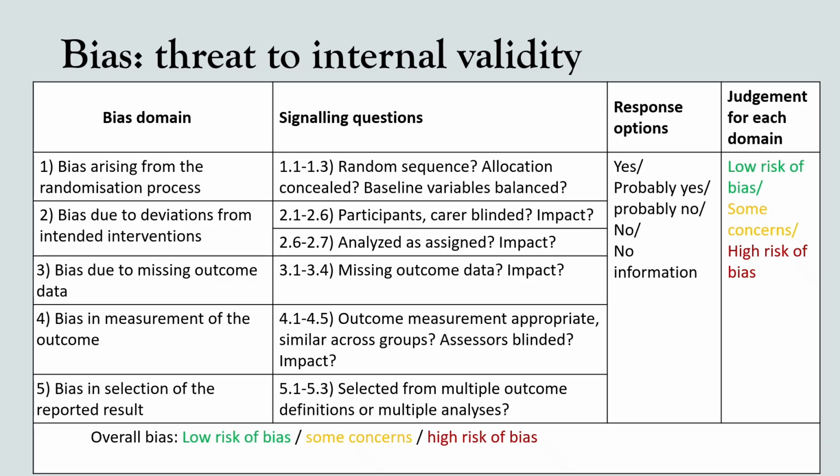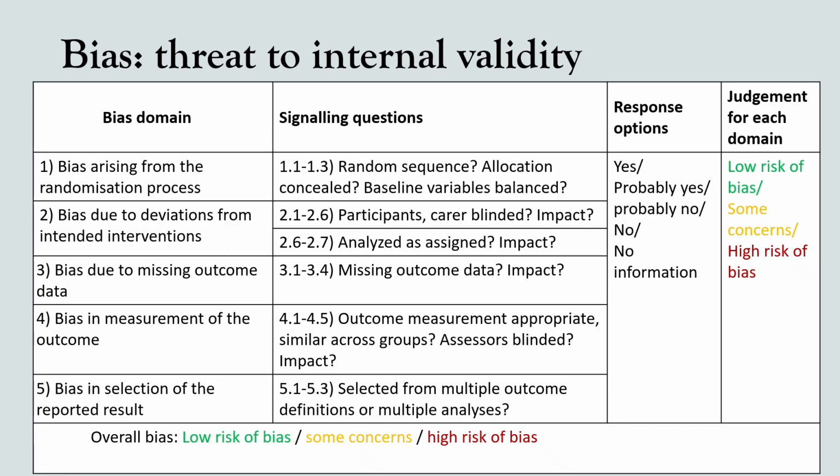The first domain looks at bias arising from the randomization process. We ask questions like, was the random sequence truly random? Was allocation concealed? Were baseline characteristics balanced between groups? And the second domain focuses on deviations from intended interventions. Here we consider whether participants and caregivers were blinded and whether the analysis followed the assigned groups.